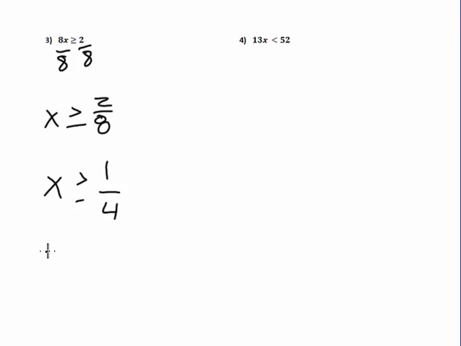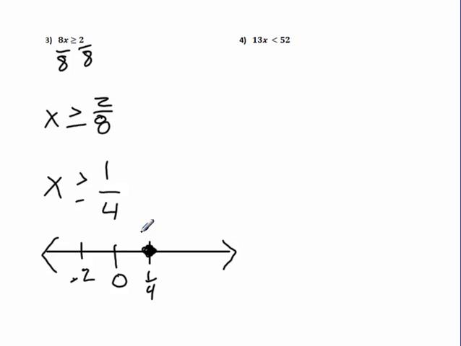So let's show that on a number line here. Negative 2. Here's 0. And here is 1/4. Okay, so x is being compared to 1/4. So 1/4 gets my closed circle because it's greater than or equal to. Now the question is, do I shade to the right or do I shade to the left?